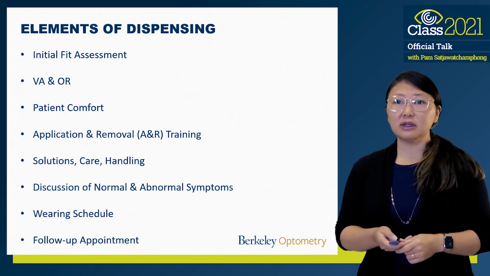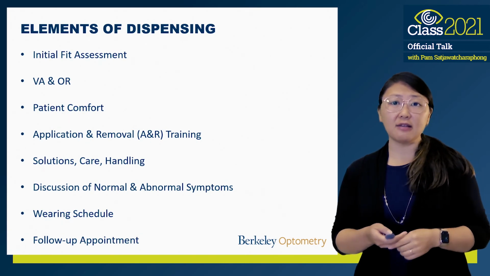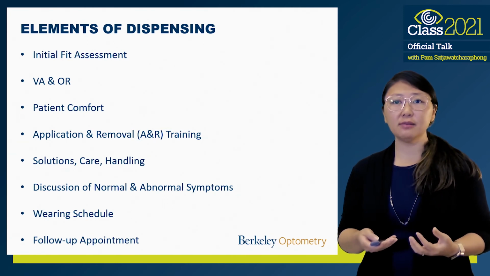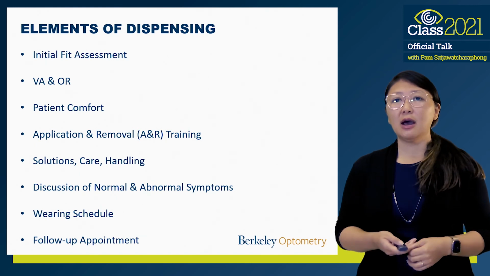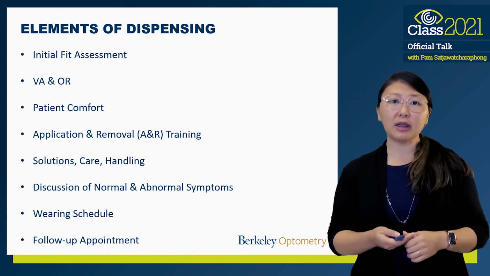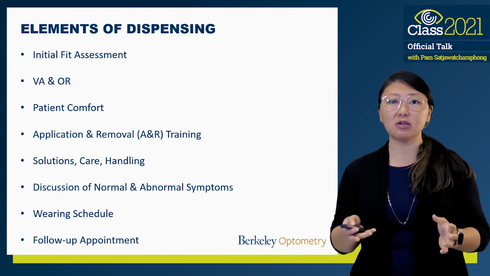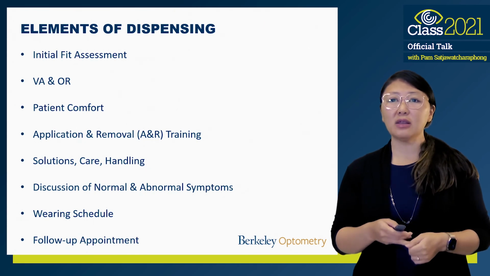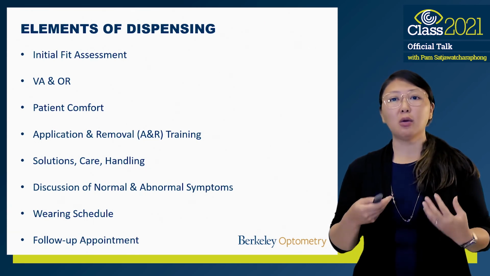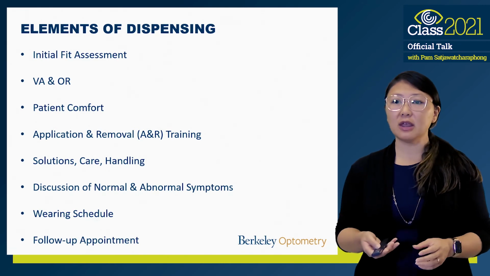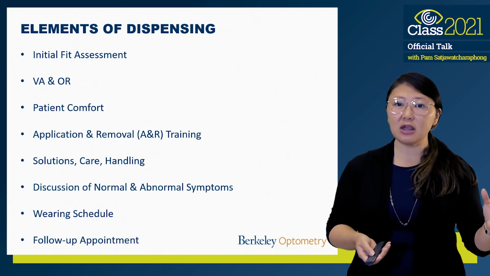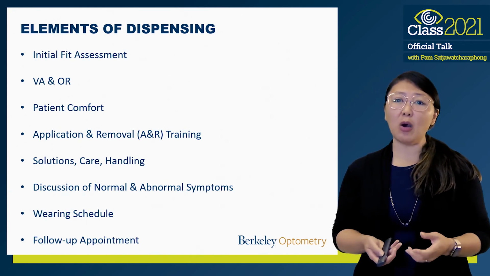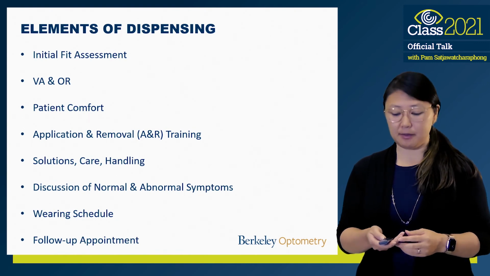So when you're ready to dispense your lens, you want to look at the initial fit assessment of the lens that you ordered. You check your visual acuity and your over-refraction. Ask the patient about their comfort. And then you can perform application and removal training with the patient because we need to make sure that they can satisfactorily do this before sending them home with it. You can also send them home with some sample solutions, review the care and handling, and discuss with them normal and abnormal symptoms. What is a normal adaptation symptom versus an abnormal symptom that may be suggestive of a problem? Talk to them about wearing schedule, and then schedule a follow-up appointment.